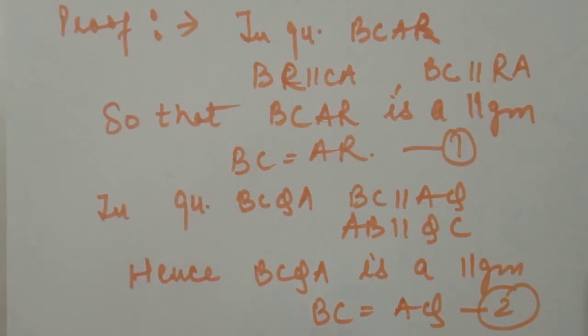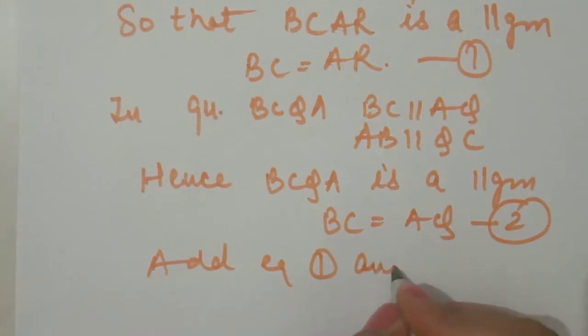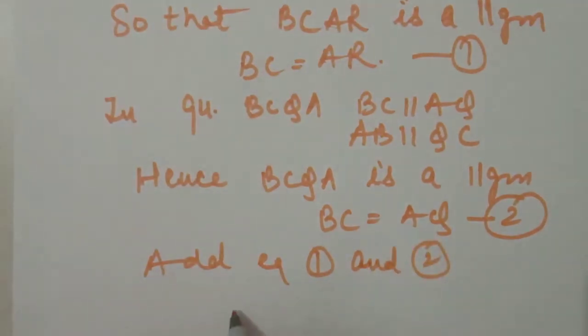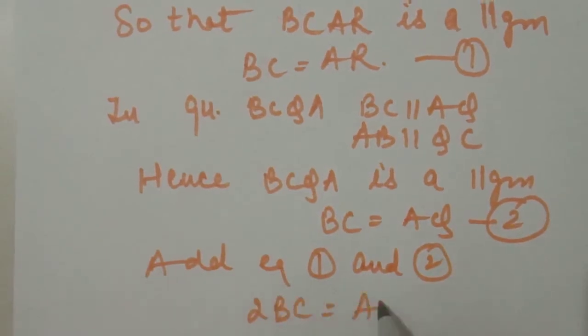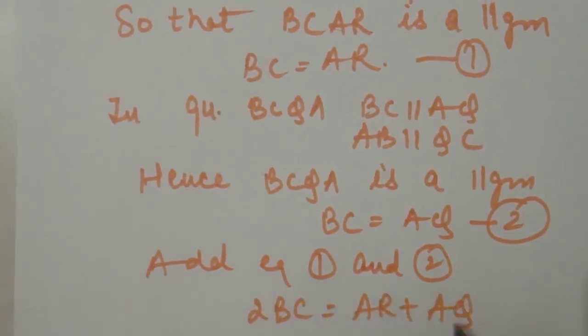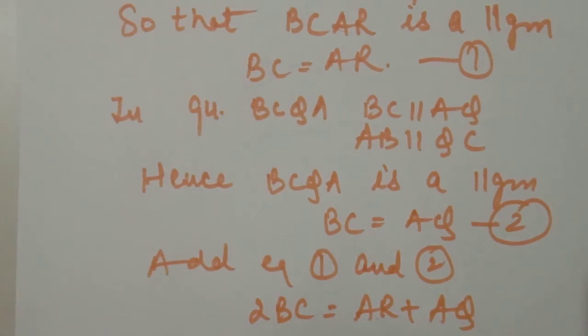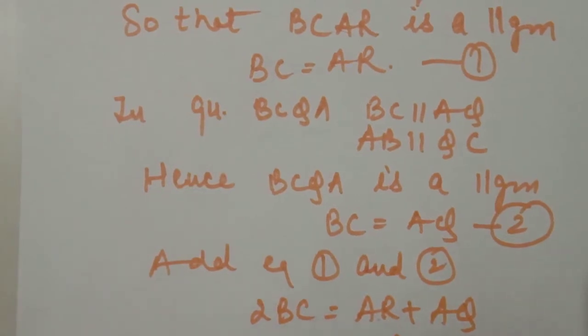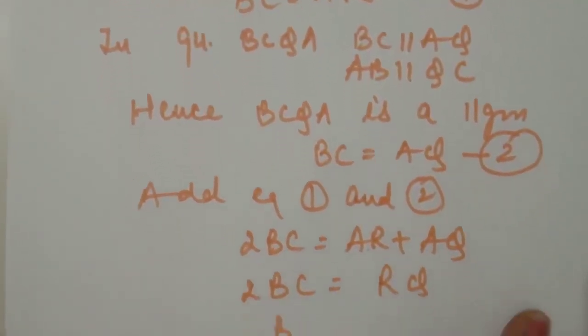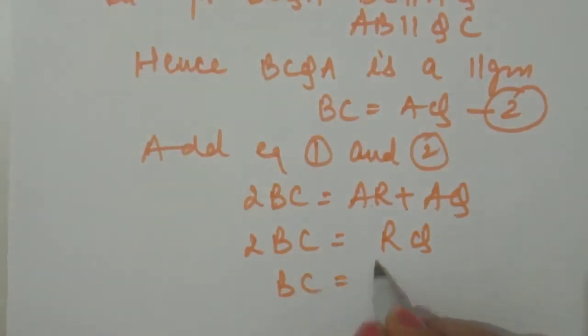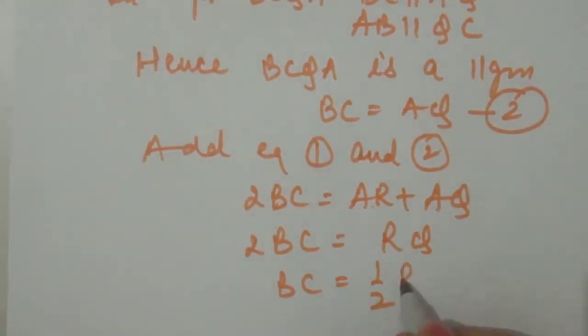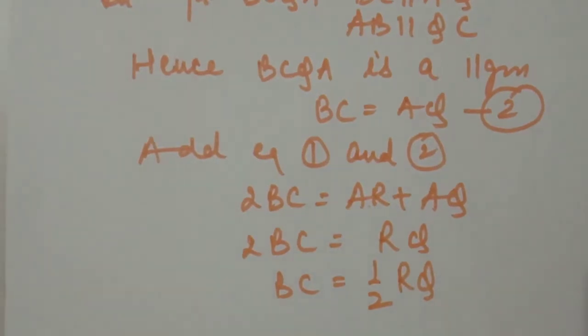Add equation number 1 and 2. So BC plus BC, double of BC, is equal to AR plus AQ, and AR plus AQ is equal to RQ. Then we will shift this 2 to the other side. BC is equal to half of RQ. So our result is proved now.